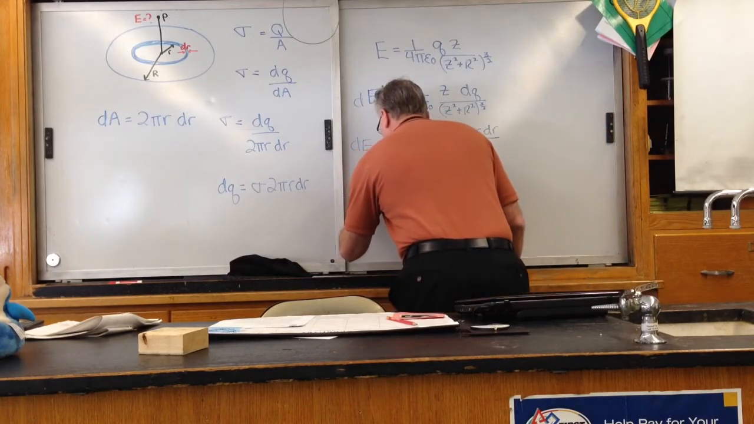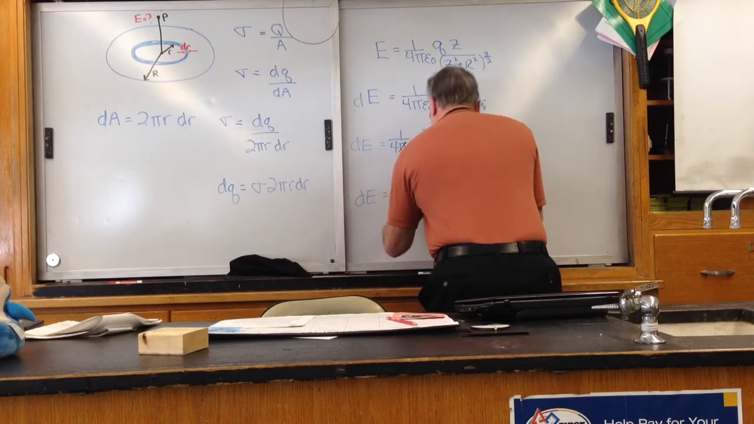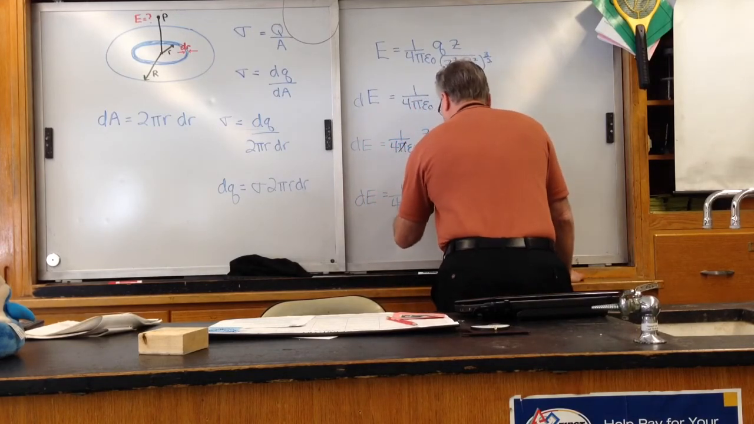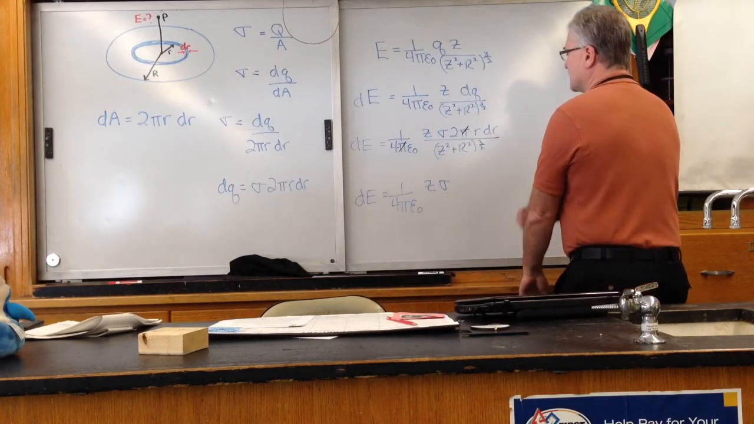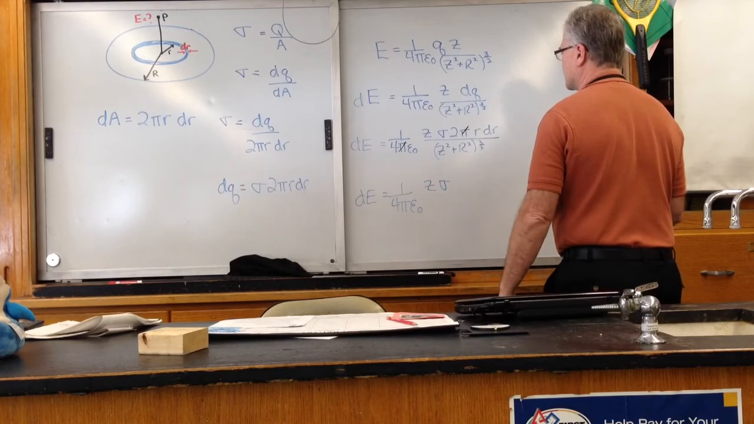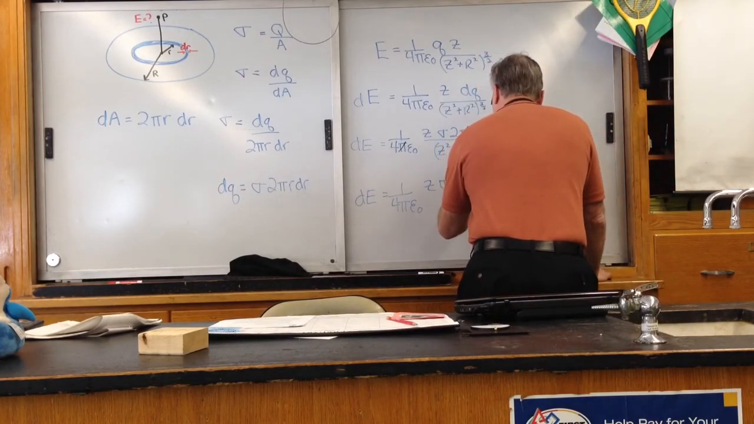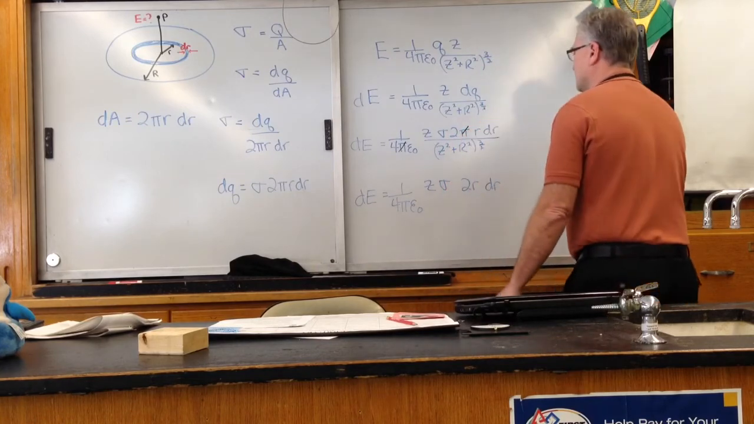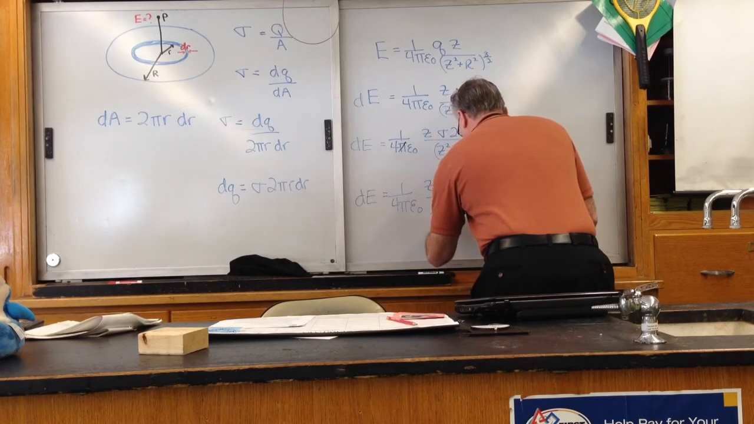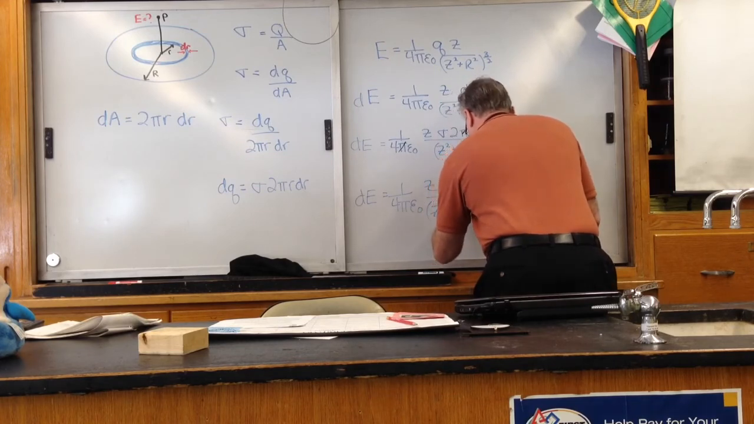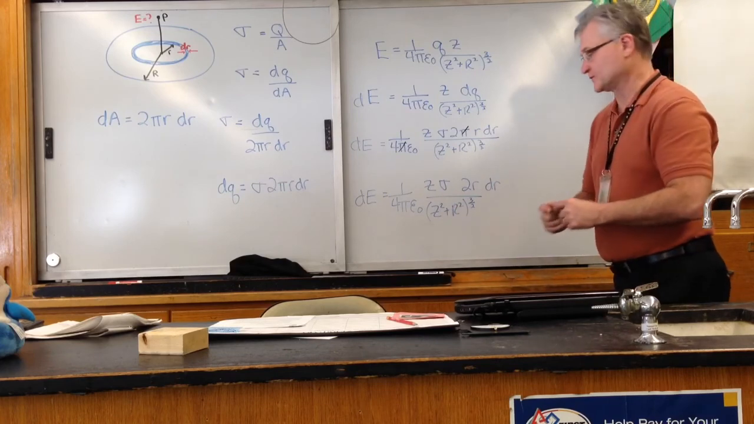So I end up with dE is equal to 1 over 4 pi epsilon naught. We've got z. We've got sigma, which is the charge density. And then we end up with 2r dr, something along those lines. And then that's all divided by z squared plus r squared to the 3/2. Now we've got to go back, and it's time to start our integration process, which we'll do.